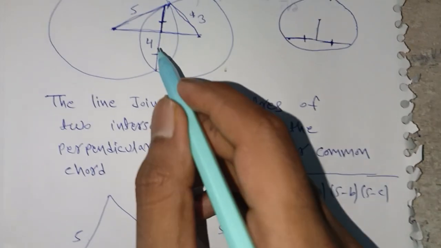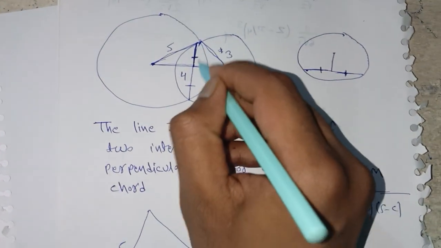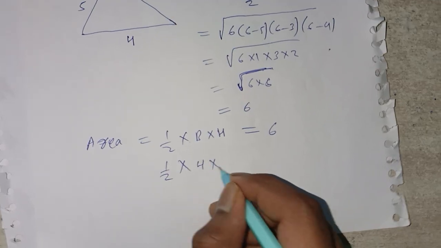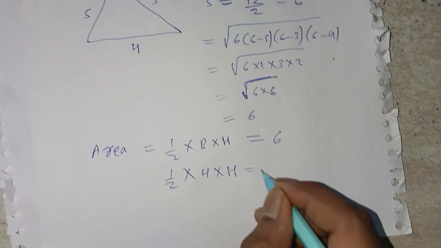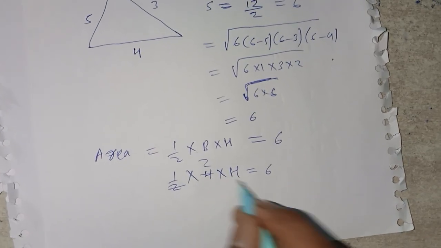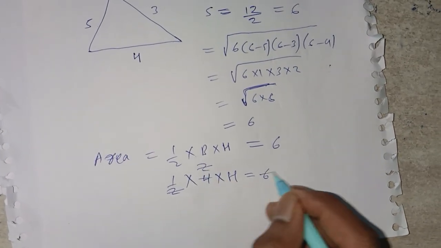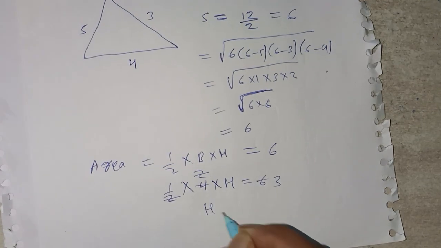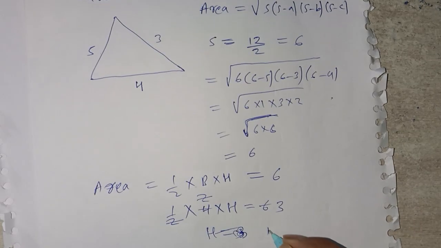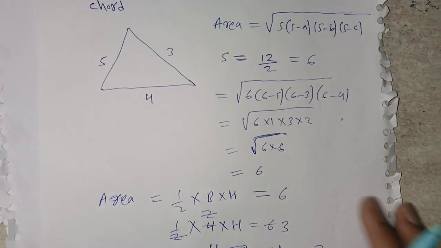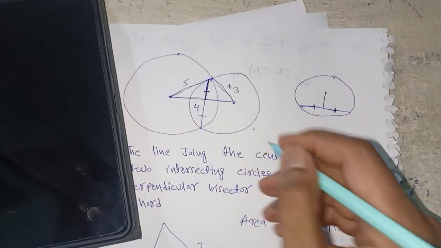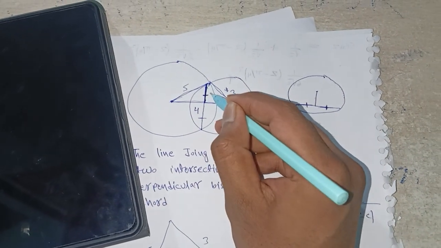What is the base? Here we can see that the base is 4, and here we don't know the height, so we denote the height by h. So half into base 4 into height h is equal to 6. 2 ones are 2, 2 twos are 4, then this 2 goes in the denominator, it means 2 ones are 2, 2 threes are 6, so h is equal to 3. So now we get this h is 3.